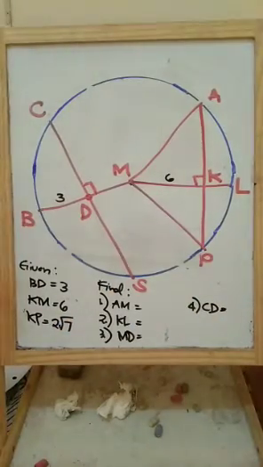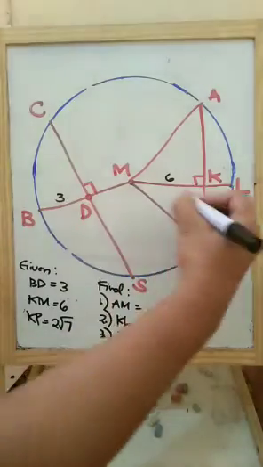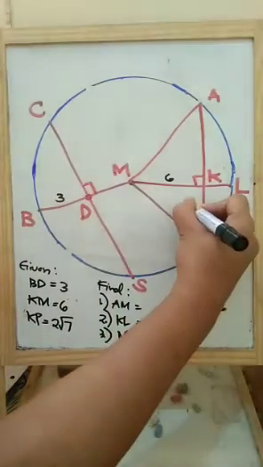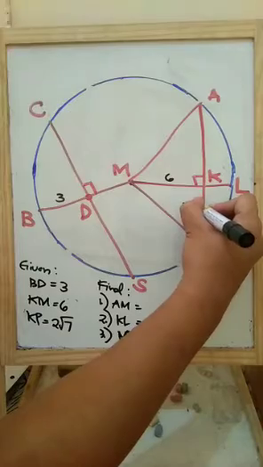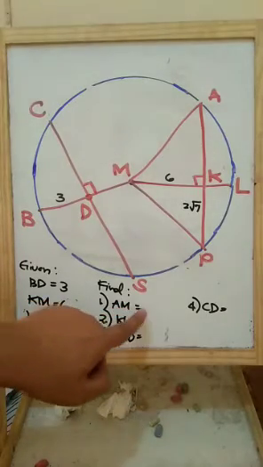Yan. And we have KP, which is equal to 2 times the square root of 7. So, ito yon si KP, 2 square root of 7. So, let's first find the measurement of AM. Yan, si AM muna. Okay?